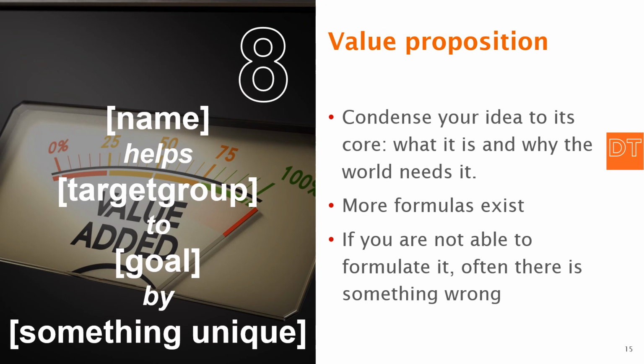The last step is filling in the value proposition. And the value proposition, well, there are thick books on it, but in essence is nothing more than a very brief description of what it is and why it adds value. Now, there are many ways how you can formulate a value proposition. I discovered the hard way that this formula is actually really helpful. Name helps target group to goal by something unique. I'm going to give an example. Book Talks helps elderly, lonely people to meet new friends by starting and joining local book clubs from their homes. That is a value proposition.